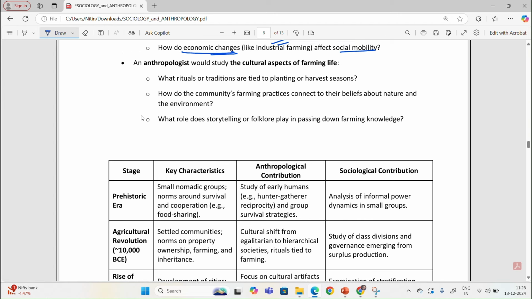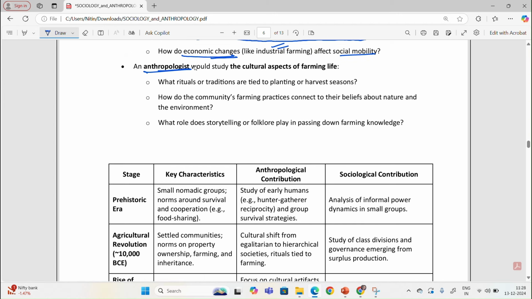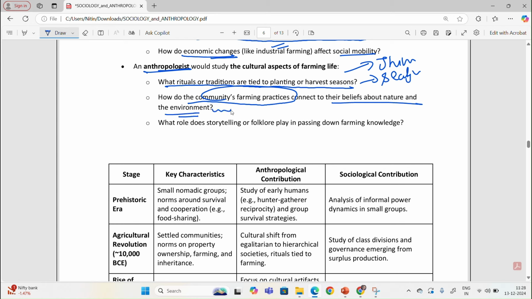But if you come to an anthropologist, an anthropologist typically would be interested in what rituals or traditions are tied to planting or harvest season. Jhum cultivation, slash and burn. What is going on? How do community farming practices connect to their beliefs about nature and environment? For example, sacred groves in the Northeast.